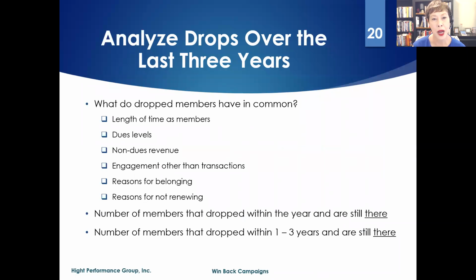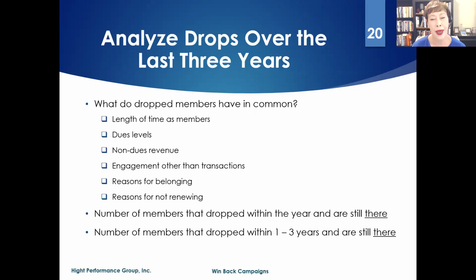And then I want you to spend some time analyzing those drops. So what do they have in common in terms of how long they were members? What did they pay in dues on an annual basis? How much engagement did they give you through non-dues, other kinds of engagement? Maybe they served on committees, they were involved in your programming, they were previous sponsors. I want you to look at that and learn a little bit more about some of those drops, especially either by date, so if you want to look at people who dropped more recently, versus by total lifetime value.